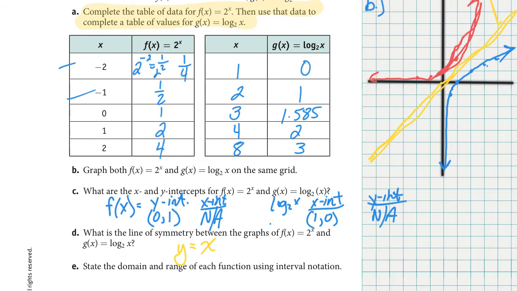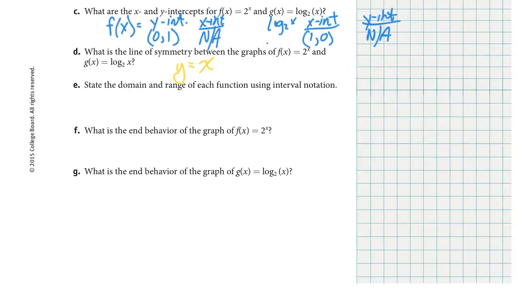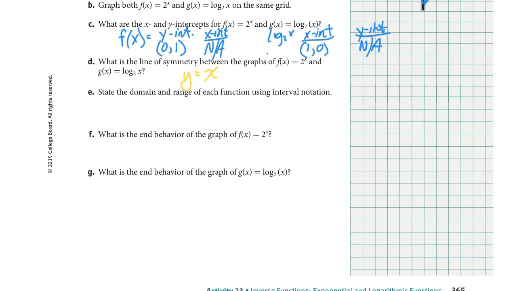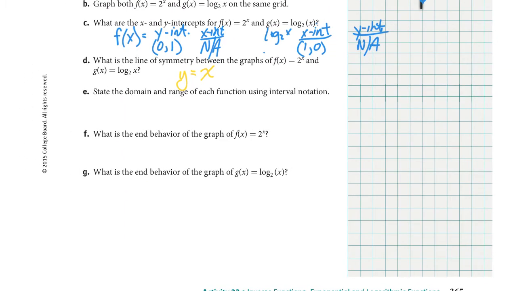State the domain and the range of each of these. Let's slide this up a little bit here. Well, the domain, we'll color coordinate these. For the f of x, the domain, remember the domain of all exponential functions is all real numbers. So it's from -infinity to +infinity.